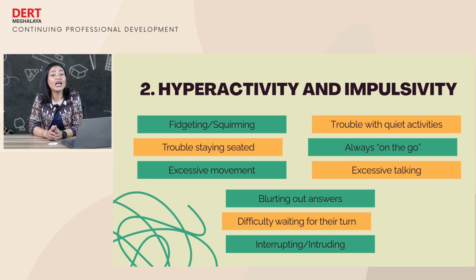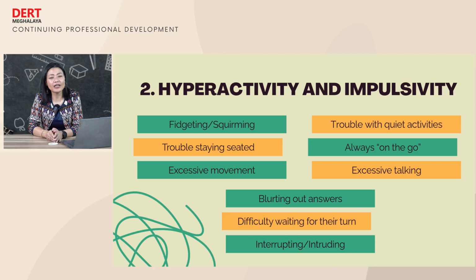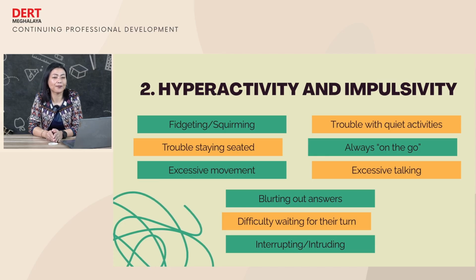Excessive movement. Here, they are often found to be running about or climbing in situations where it's inappropriate. Trouble with quiet activities. They have difficulty engaging in leisure activities or playing quietly. Always on the go. Here, they act as if they are driven by a motor or often have a feeling of needing constant motion. Excessive talking. A child with ADHD is often found to be talking too much.